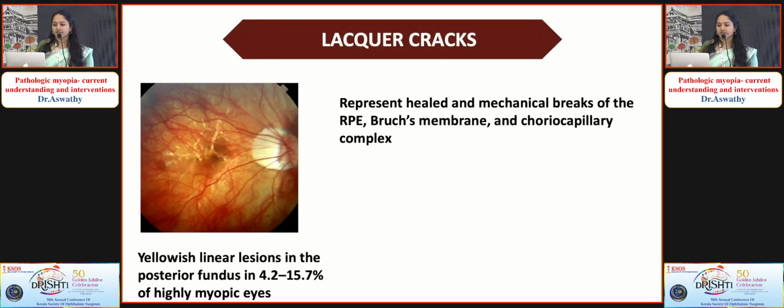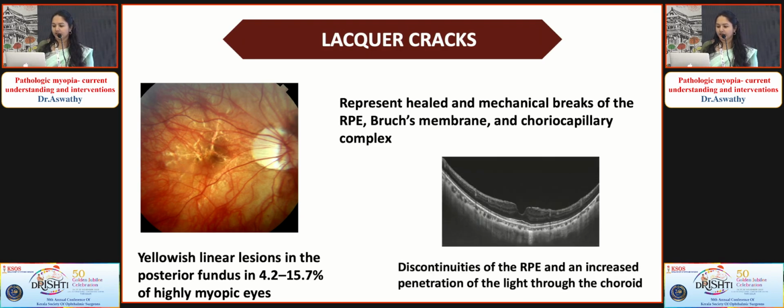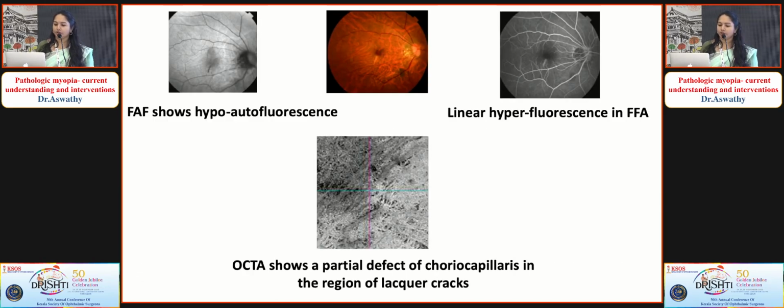Lacquer cracks represent healed mechanical breaks of the RPE, Bruch's and choriocapillary complex. And in the OCT, it is seen as discontinuities of the RPE with increased penetration of light through the choroid. In autofluorescence there will be hypoautofluorescence and hyperfluorescence in an FFA, and OCTA shows a partial defect in choriocapillaries at the site.